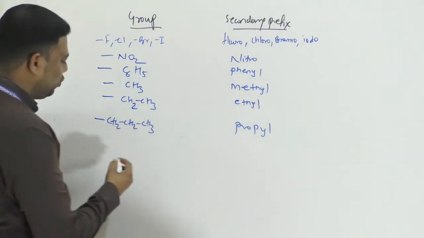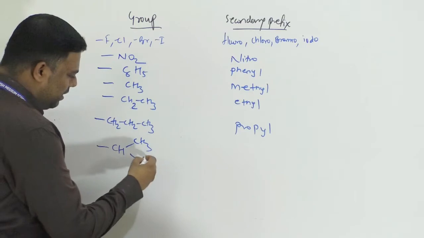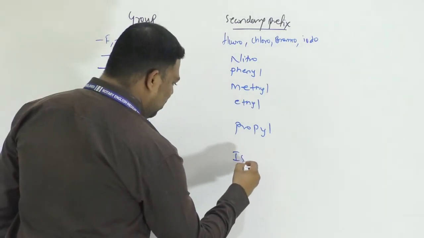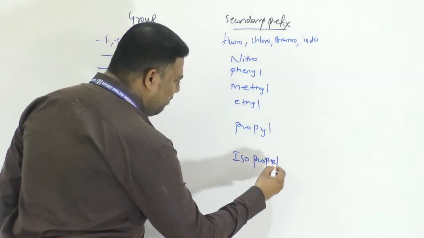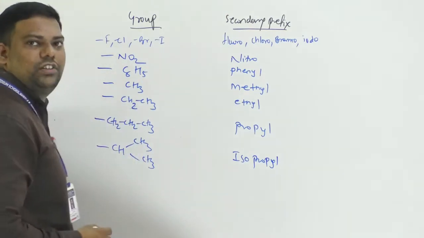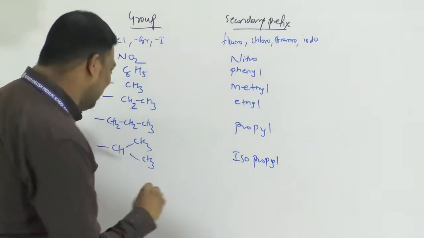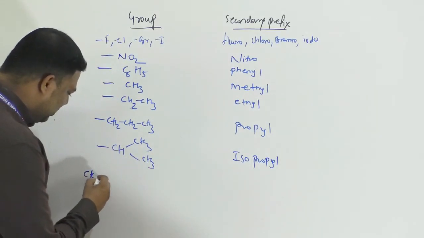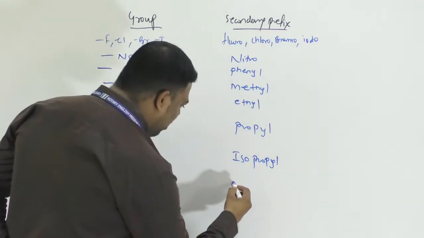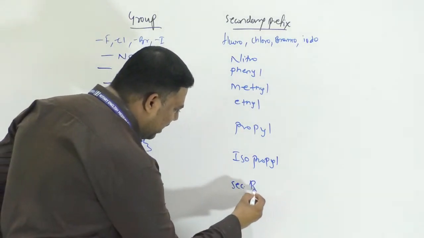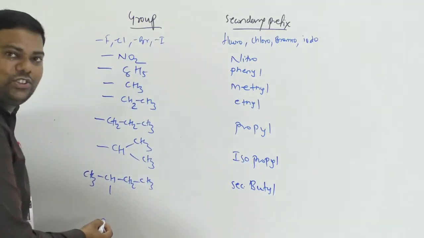Now isopropyl is also there. How? A bond with CH, CH3 and CH3. We call it iso, with iso in the middle, propyl. Propyl means total carbon atoms 3, 1, 2, 3. Now we can write secondary butyl also. Like this: CH3, CH bond, CH2 and CH3, at the second position. We call it secondary butyl, or sec-butyl. We can write isobutyl also.